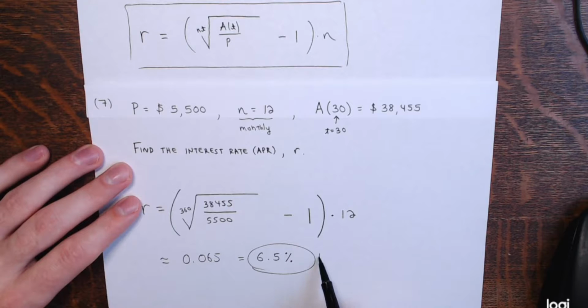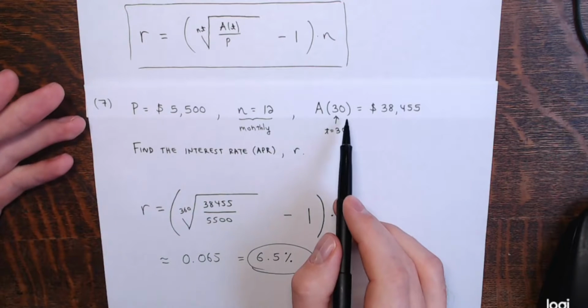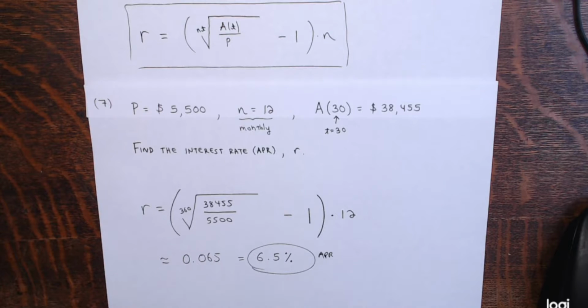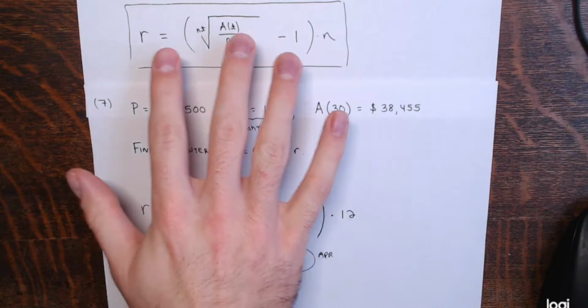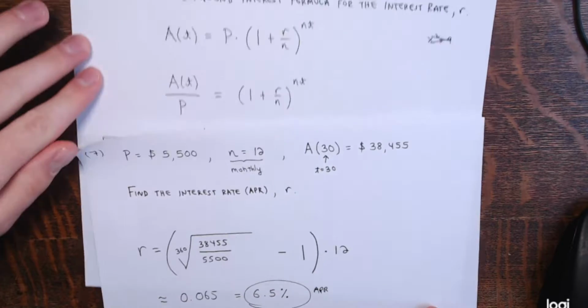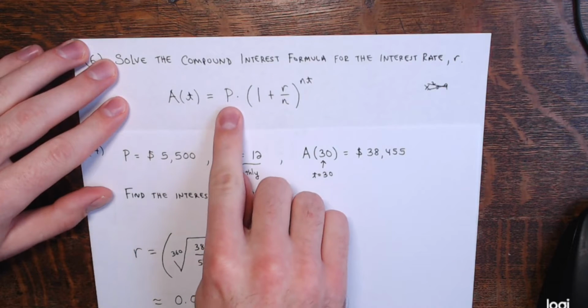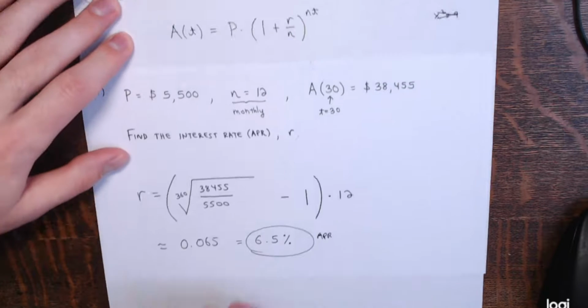There's your APR. There's the nominal rate, the annual interest rate. If you start with this amount and end with this amount after 30 years and you're compounding interest monthly, the interest rate would have had to have been about 6.5%. Now again, you didn't have to use this formula here with the r equals. I mean, you could have started with this, plugged in A, plugged in P, plugged in n and t, and then solved for r. And you would have ended up with the same exact value though.